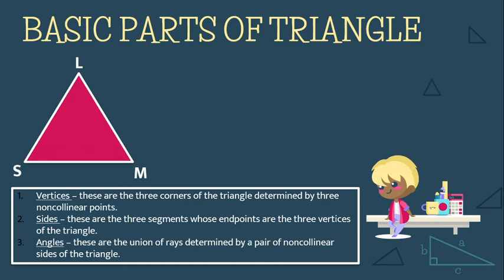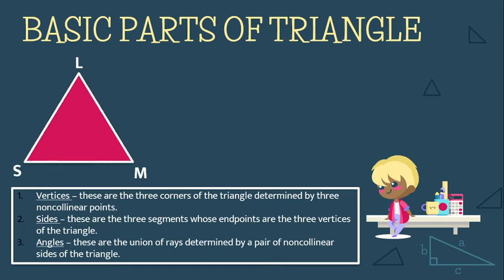So, here are the basic parts of triangle. The first one is the vertices. These are the 3 corners of the triangle determined by 3 non-collinear points. We also have the sides. These are the 3 segments whose endpoints are the 3 vertices of the triangle, and angles. These are the union of rays determined by a pair of non-collinear sides of the triangle.